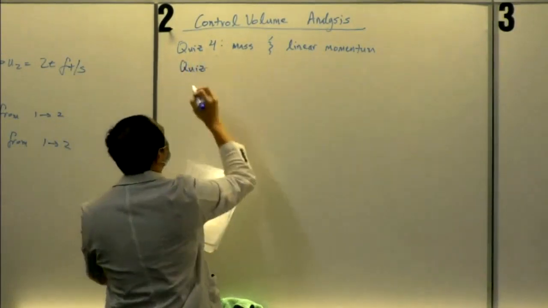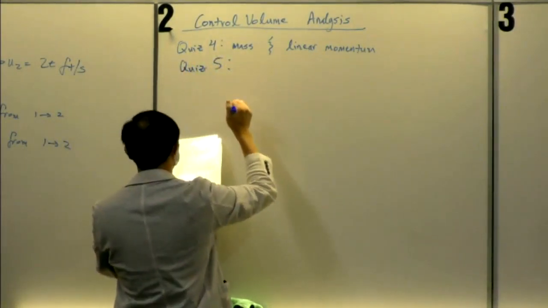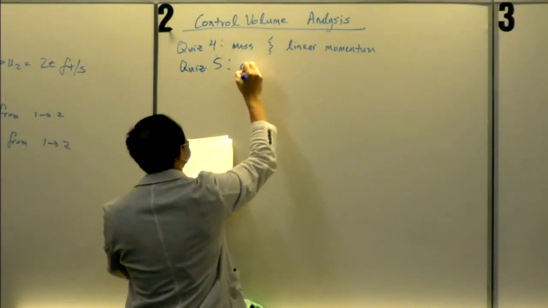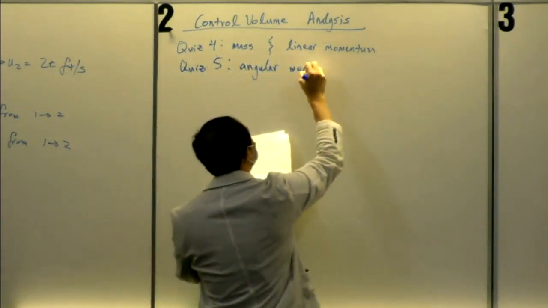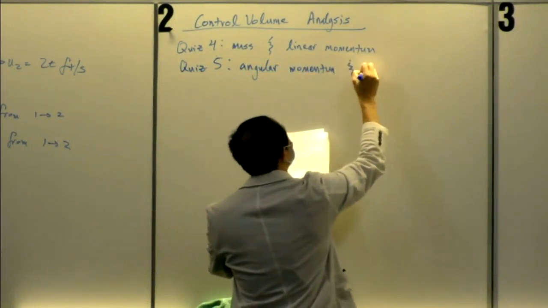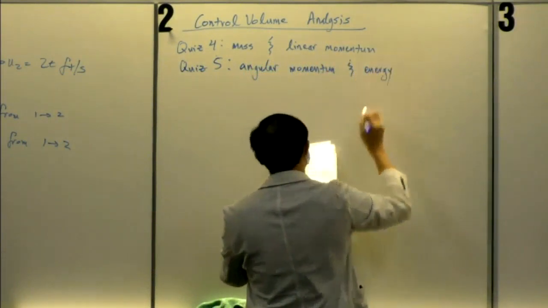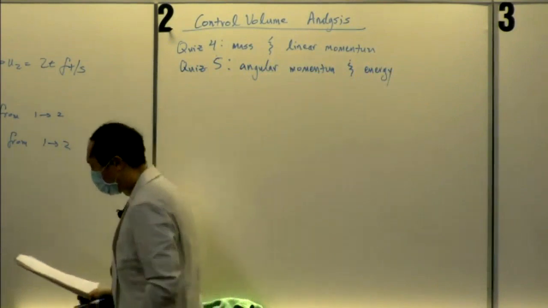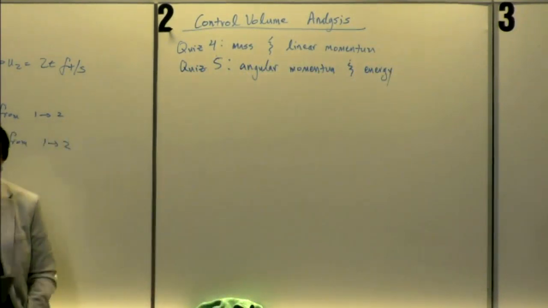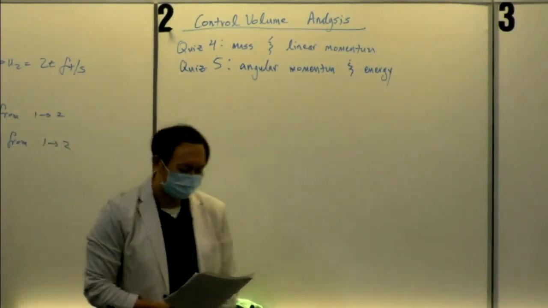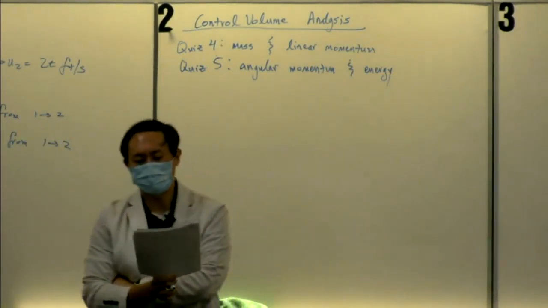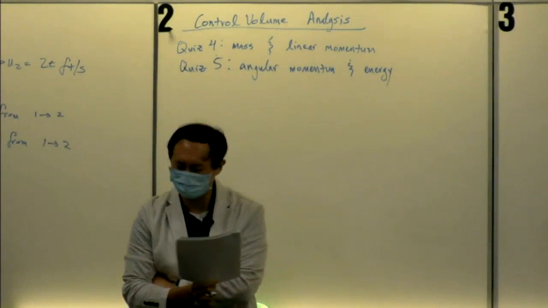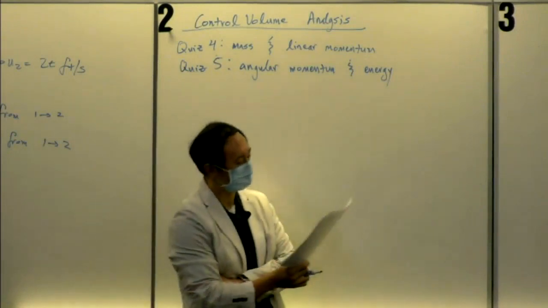So this will be in about 9 days. And then quiz 5 kind of builds up on this quiz. Angular momentum and energy. You don't need to worry about that for now. To be honest, I think if you really understand quiz 4, quiz 5 should be easier because we're really just tracking slightly different quantities.